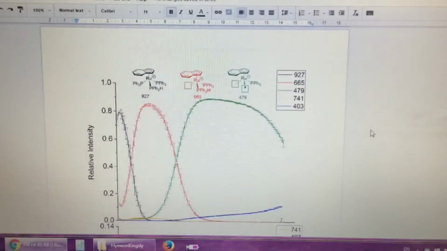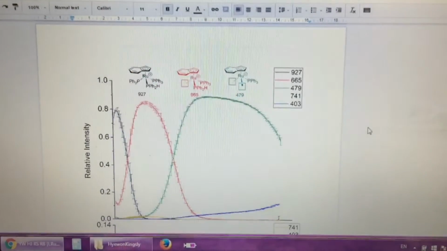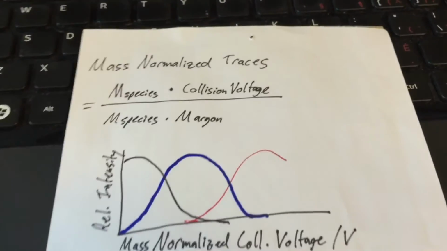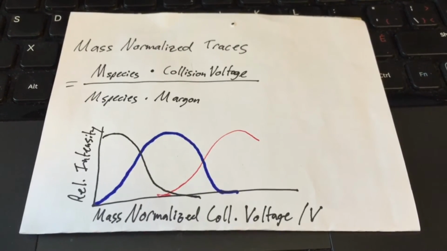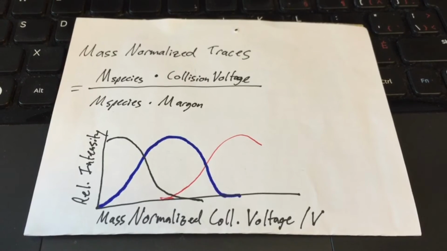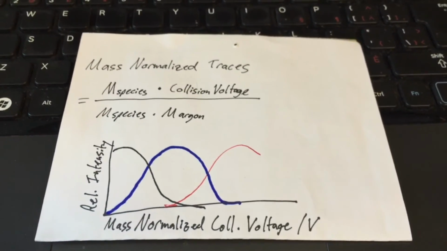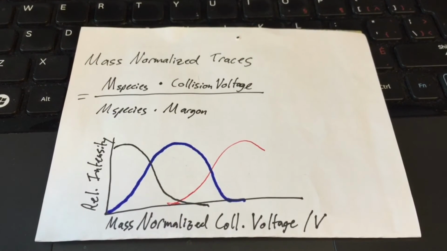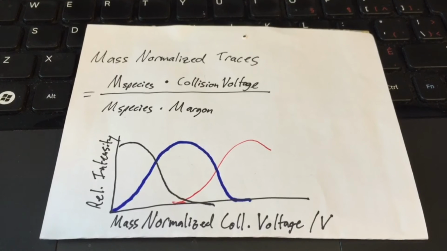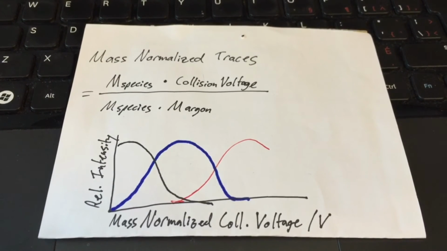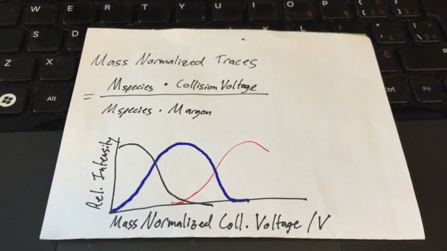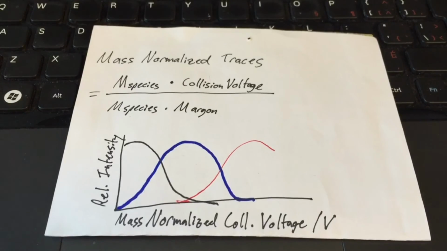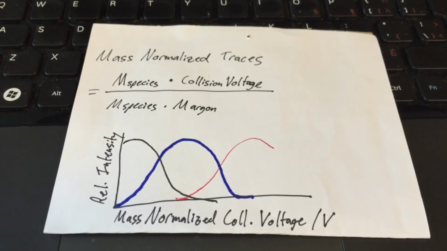After collecting your data, you're going to want to report it as mass normalized collision voltage. And so there's an equation here for making a mass normalized plot. You will have the mass of your species times the collision voltage divided by the mass of your species plus the mass of argon, because of course upon doing your tandem MS/MS collisions, you're colliding it with argon. And then you would plot it as relative intensity versus your calculated mass normalized collision voltage.